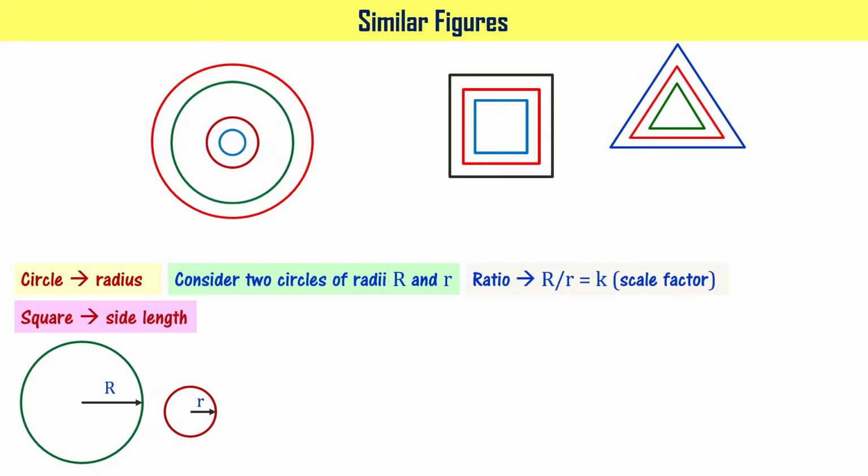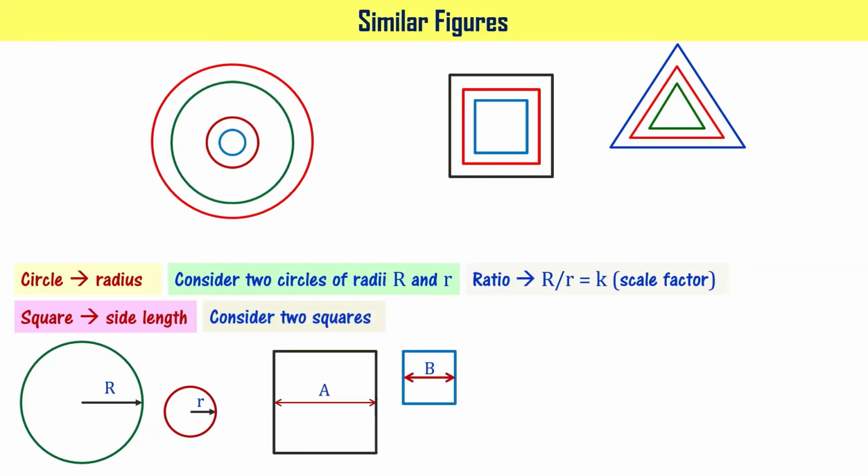We know that square is also defined by one parameter that is called length of its side, right? Let us now consider two squares. One is of side length A and other is of side length B, right? If I take their ratio, that is also going to be equal to a number. That number I am denoting using C. It is also called a scale factor because if C is equal to 1, then length of A equal to length of B, right? It means both the squares are identical.